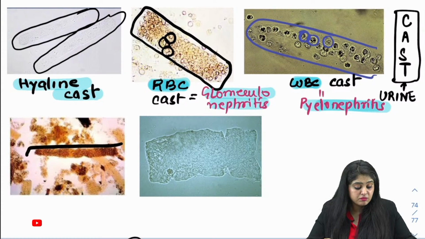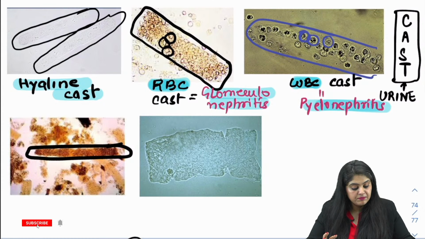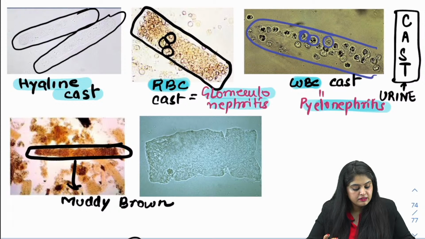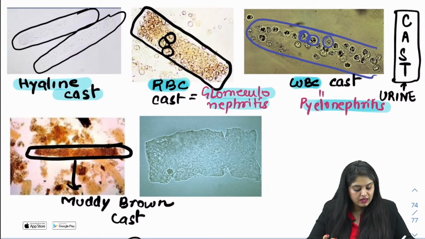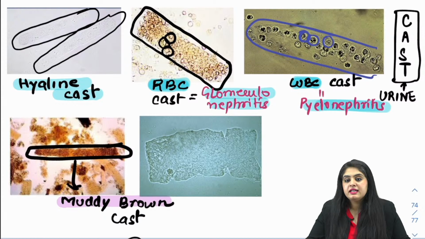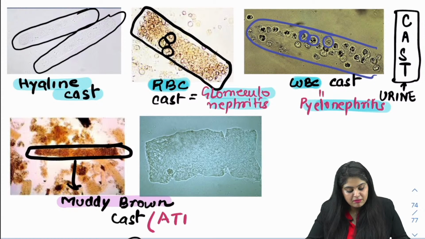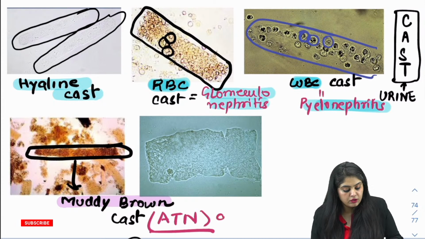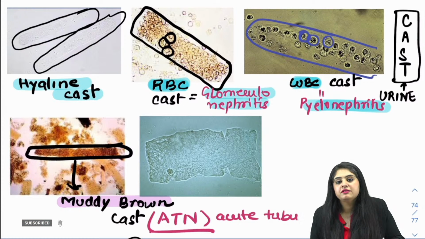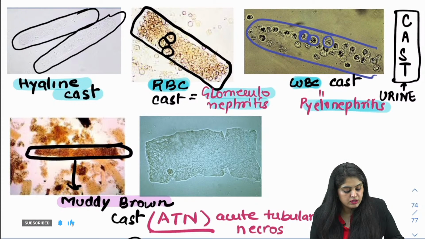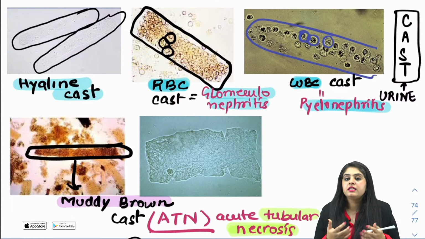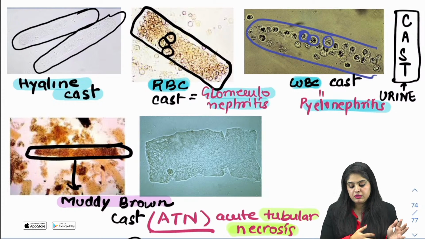But when the cast becomes so dirty, brown, muddy, this is what you call a muddy brown cast. Why are the cells suddenly looking all dirty, brown, muddy? Because something is dying. And what is dying? That is ATN. Ma'am, this is a case of acute tubular necrosis. Dead cells will always look dirty. These tubules are dying. When the kidney is dying, obviously all dirty things will come out. That is why it is looking so dirty, and that is why it's looking brown.